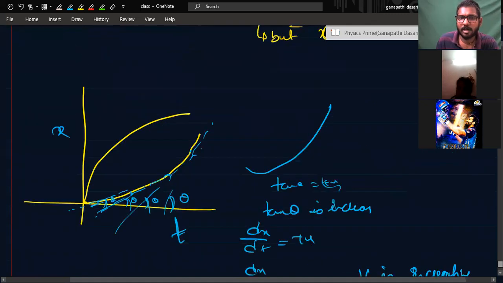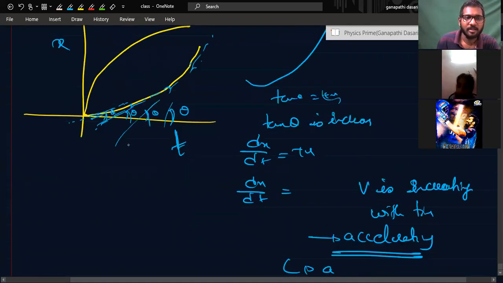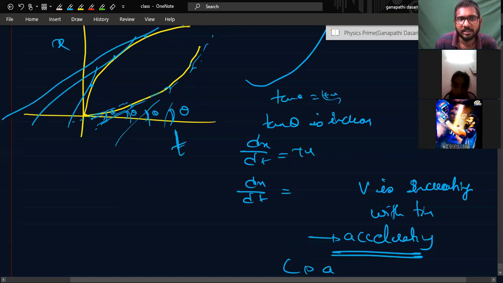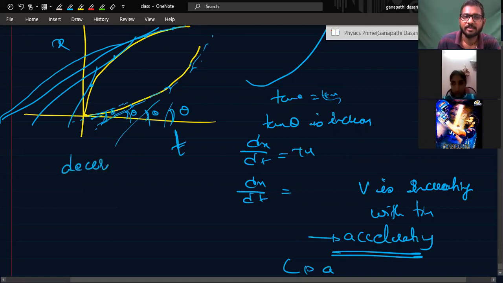You got it, Ujjwala? Ujjwala, you got it? Varun. I got it. Yes, sir. This curve you see, the slope is what? Decreasing. Yes, sir. That means velocity is also decreasing. Velocity is decreasing with time. That means what? Decelerating. Decelerating motion. Got it, sir.